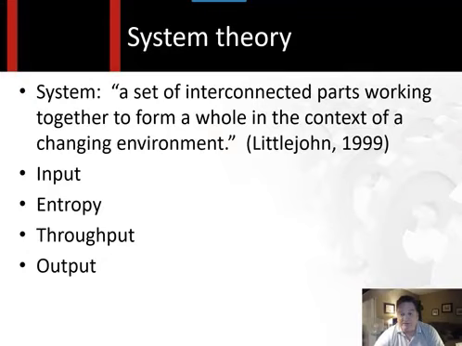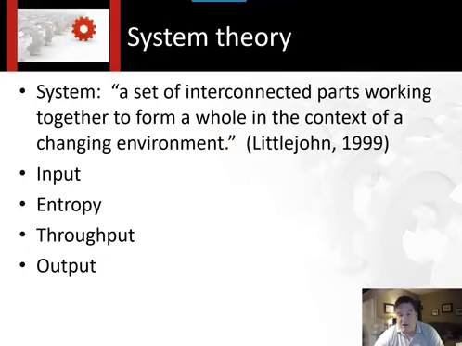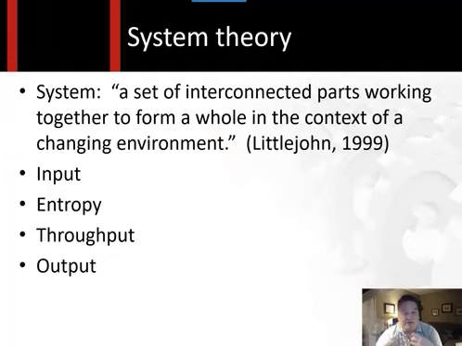So let's talk about system theory and really what a system is. The best comparison I could give would be a car engine, because a car engine has all these different parts that operate within the system itself. And when one part goes bad, the rest of it can go bad and not work correctly. It's much like a group, very interdependent among group members, with a high reliance on each other. As Littlejohn says here, it's a set of interconnected parts working together to form a whole in the context of a changing environment.